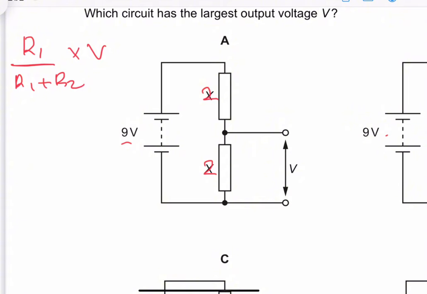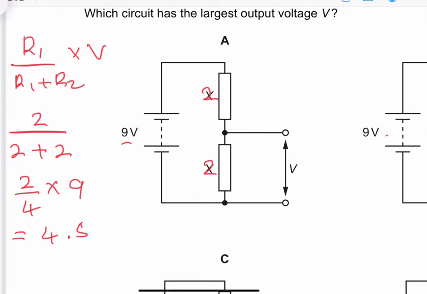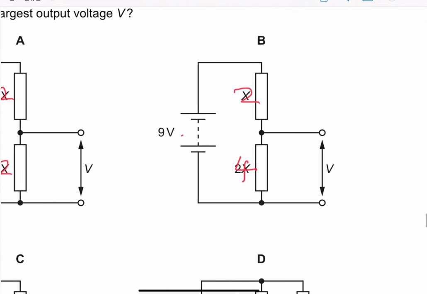So you have 2 resistors that are connected in series. The first one gets something based on the ratio of their resistances. So R1 divided by the total of those 2 resistances, times the value of V, is what you need to compute. So imagine this one. It's 2 divided by 2 plus 2, so it becomes 2 over 4 times 9, which gives a total value of 4.5 volts. Very important.